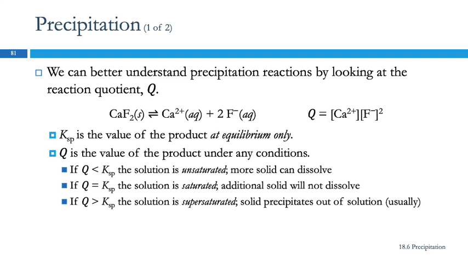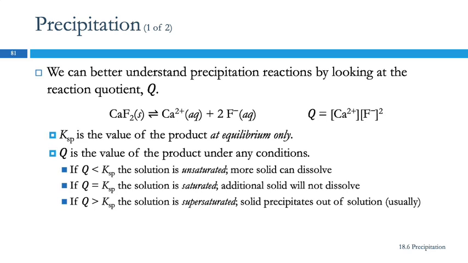So Ksp is the value of the product of the ion concentrations. Anyway, Ksp is at equilibrium only. Q is under any conditions. So Q is equal to Ca2+ times F minus squared.